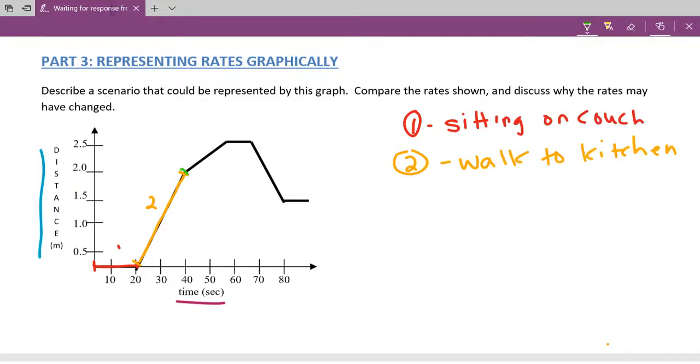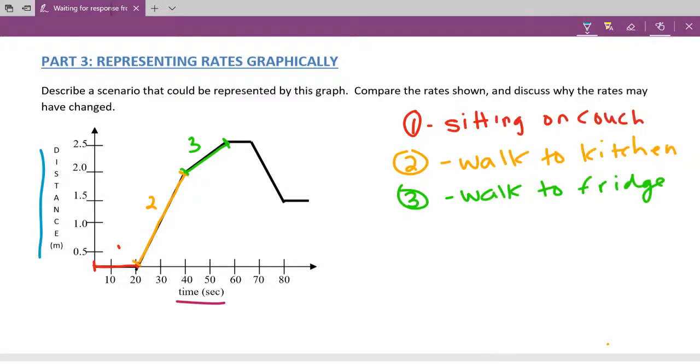Next step. Now it's 20 more seconds, but this time we only gain 0.5 more meters. So notice that we see less steepness in the line. We're moving at a slower pace. The same amount of time passes, but I don't go quite as far. So maybe you got to your kitchen, you're taking a bit of a break, you look around, and then you walk over to the fridge. You haven't gone very far.